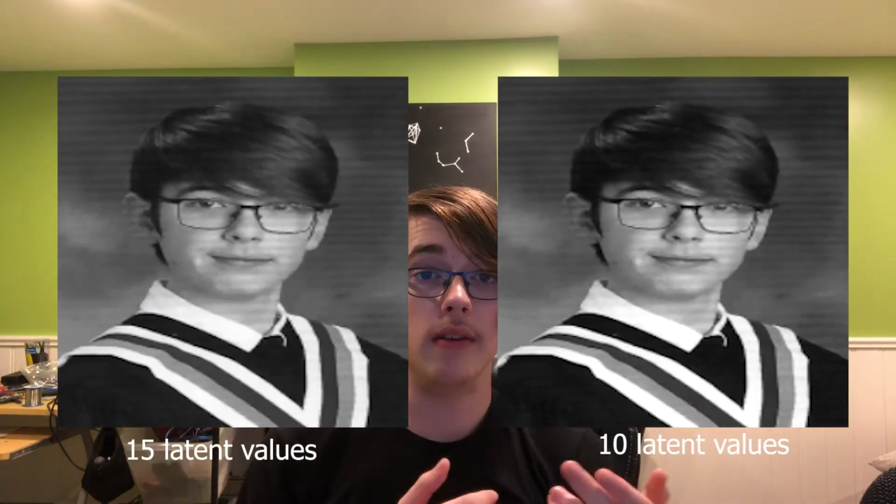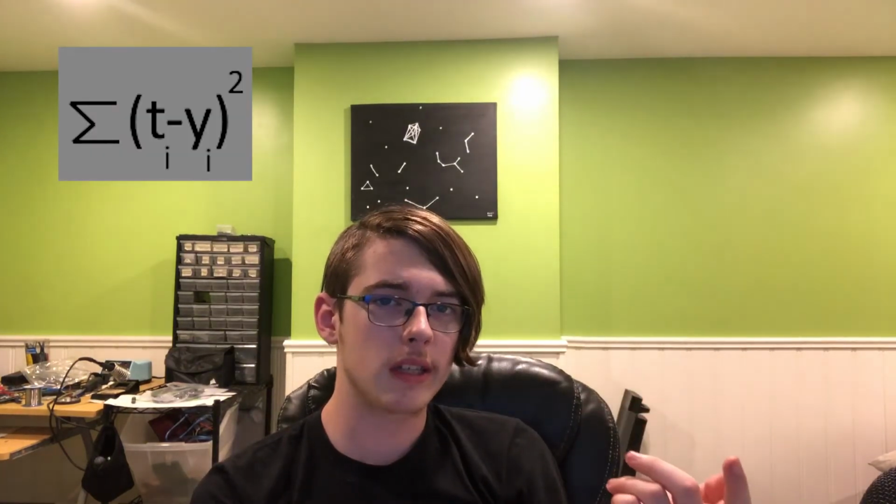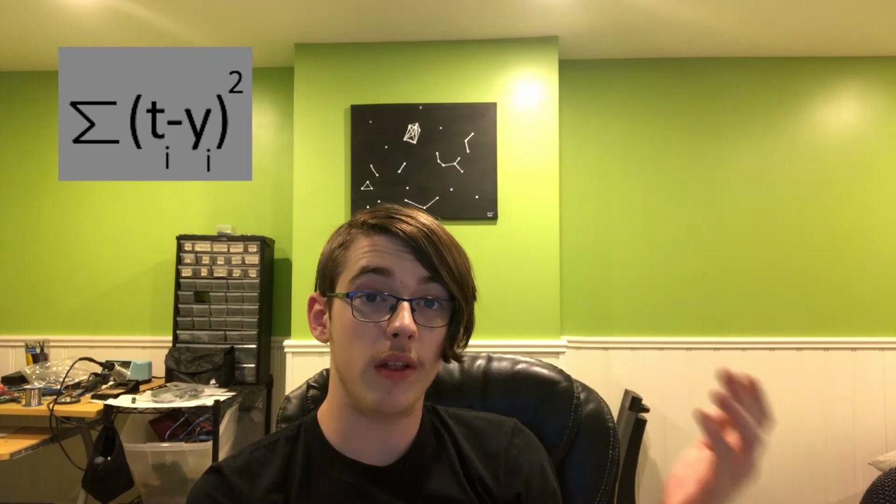Okay, so why is there such a difference between 15 and 10? Well, the problem is the error formula. And when we look at the square of x, when you sum things up, they get really big really quickly. And this is why the accuracy looks way better even though nothing has changed.